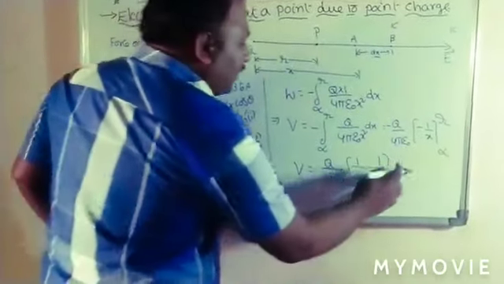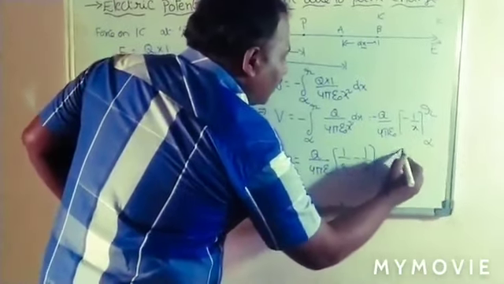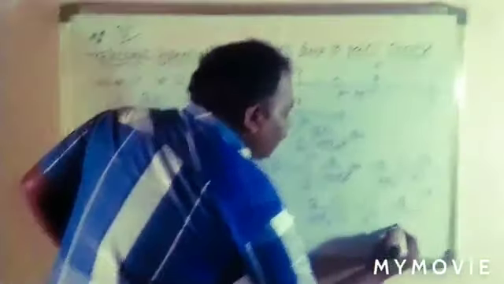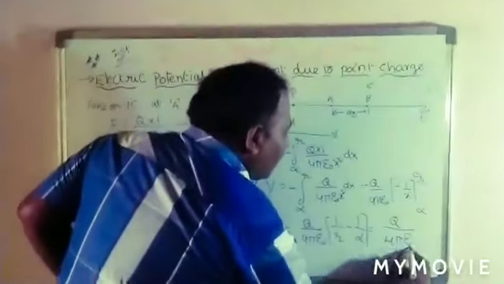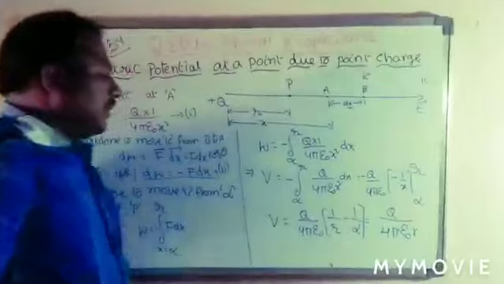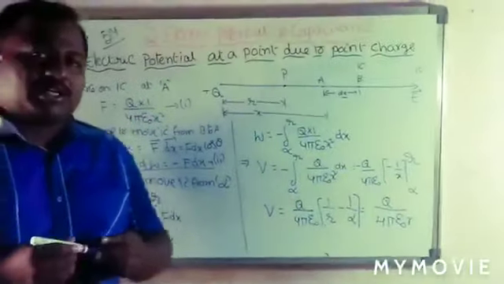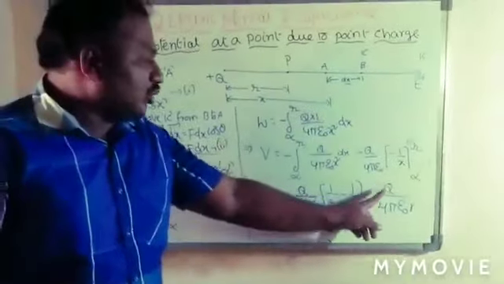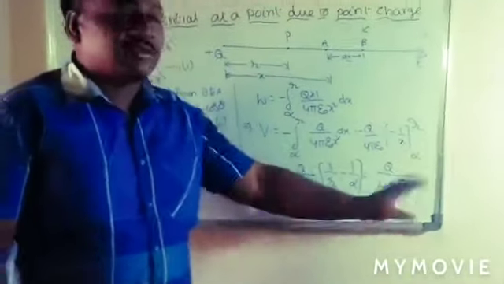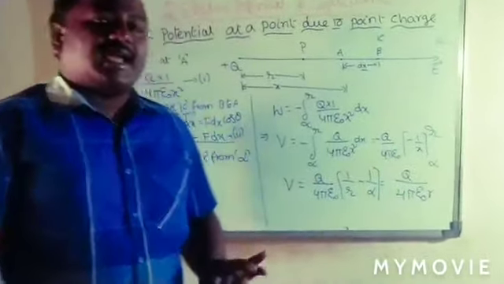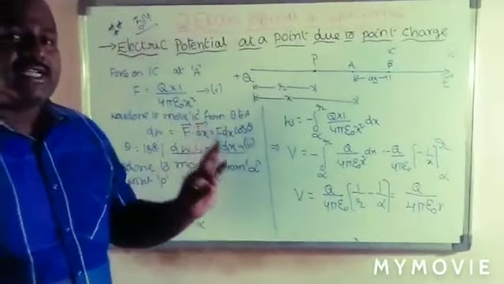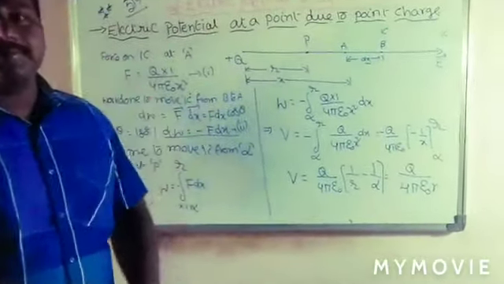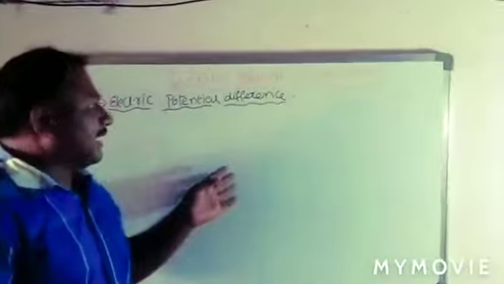By substituting, we can get the potential as Q by 4 pi epsilon naught into R. Therefore, the electric potential at a point P due to a point charge is nothing but Q by 4 pi epsilon naught into R. So this is the electric potential due to a point charge at a point P. We derived the electric potential.